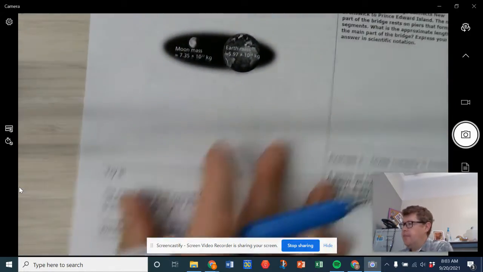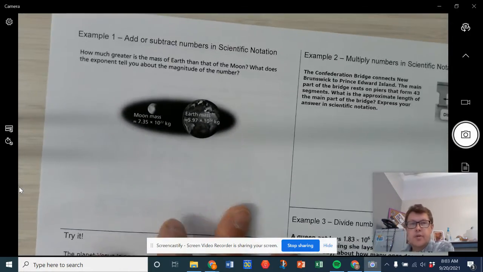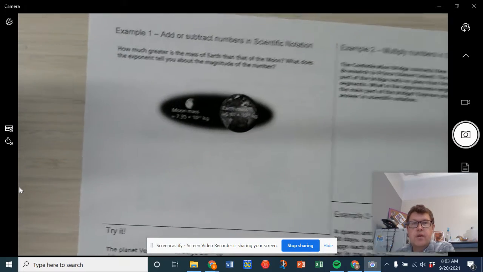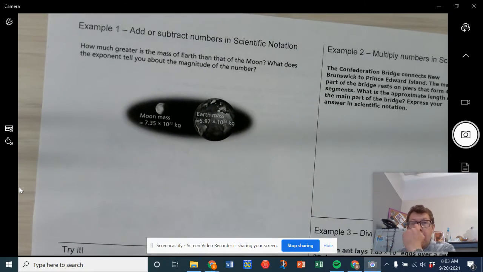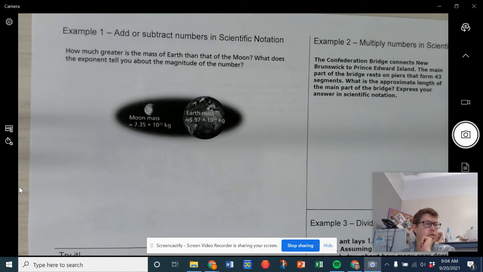Okay. Add or subtract numbers in scientific notation. How much greater is the mass of the Earth than that of the Moon? What does the exponent tell you about the magnitude of the number? So this is going to be a subtraction problem. What am I looking for here?